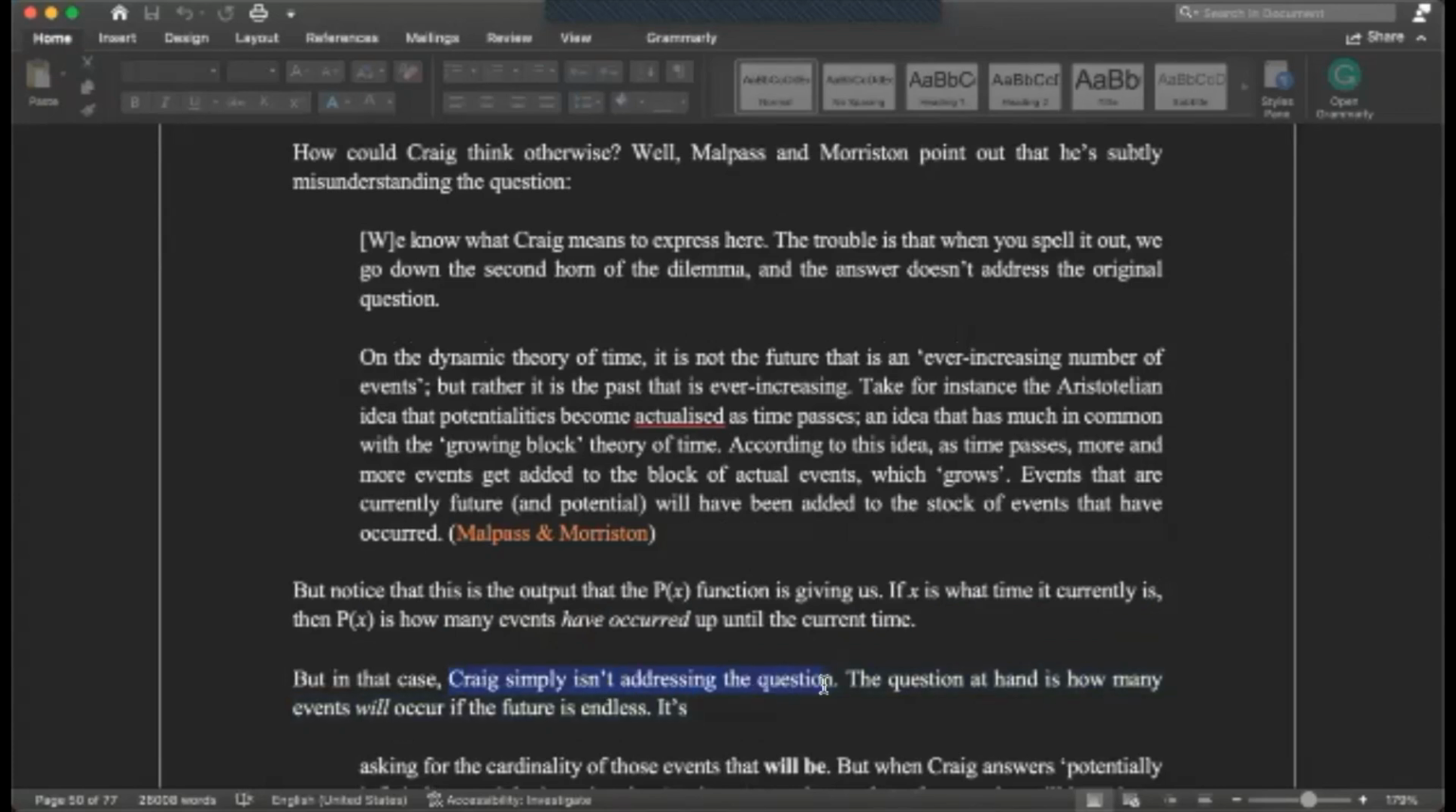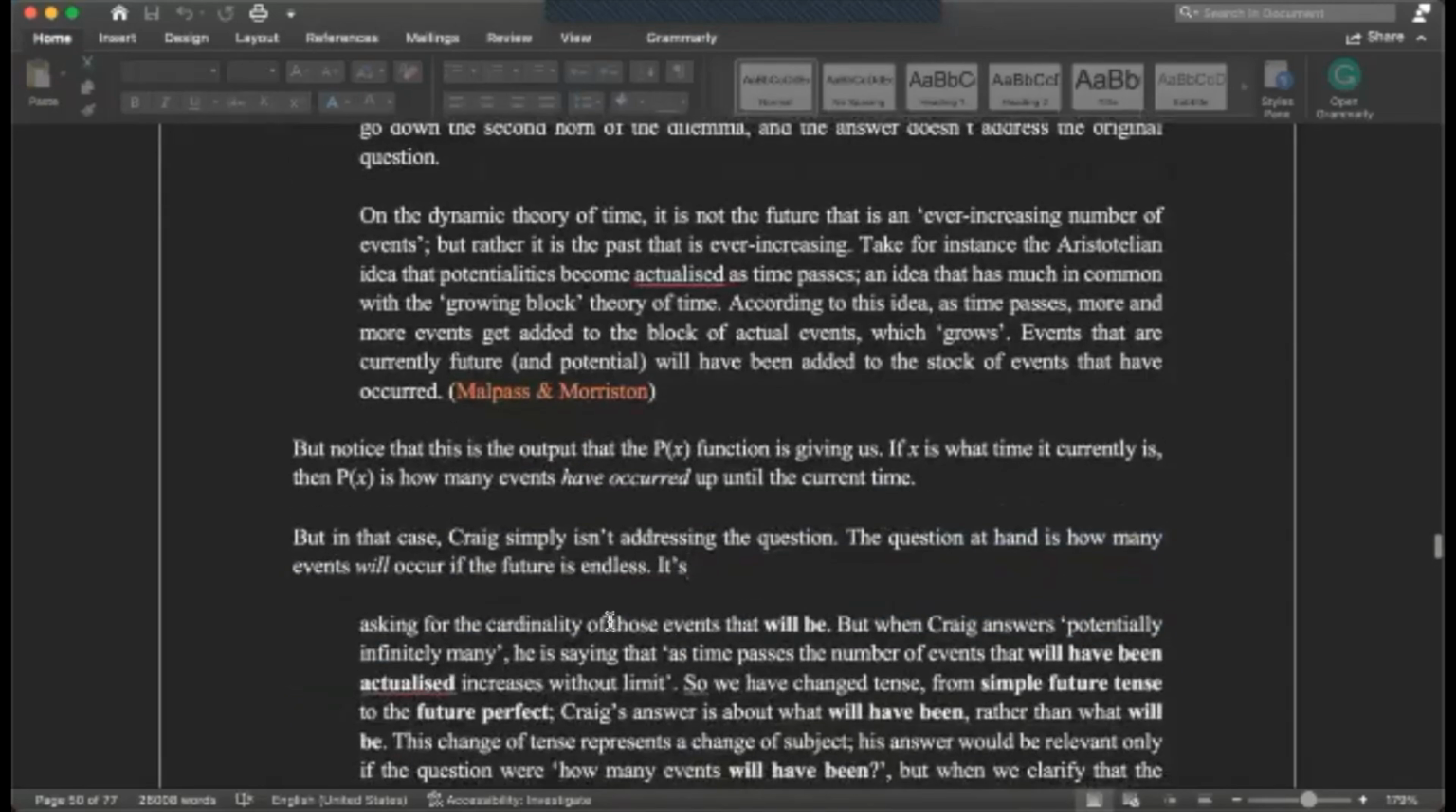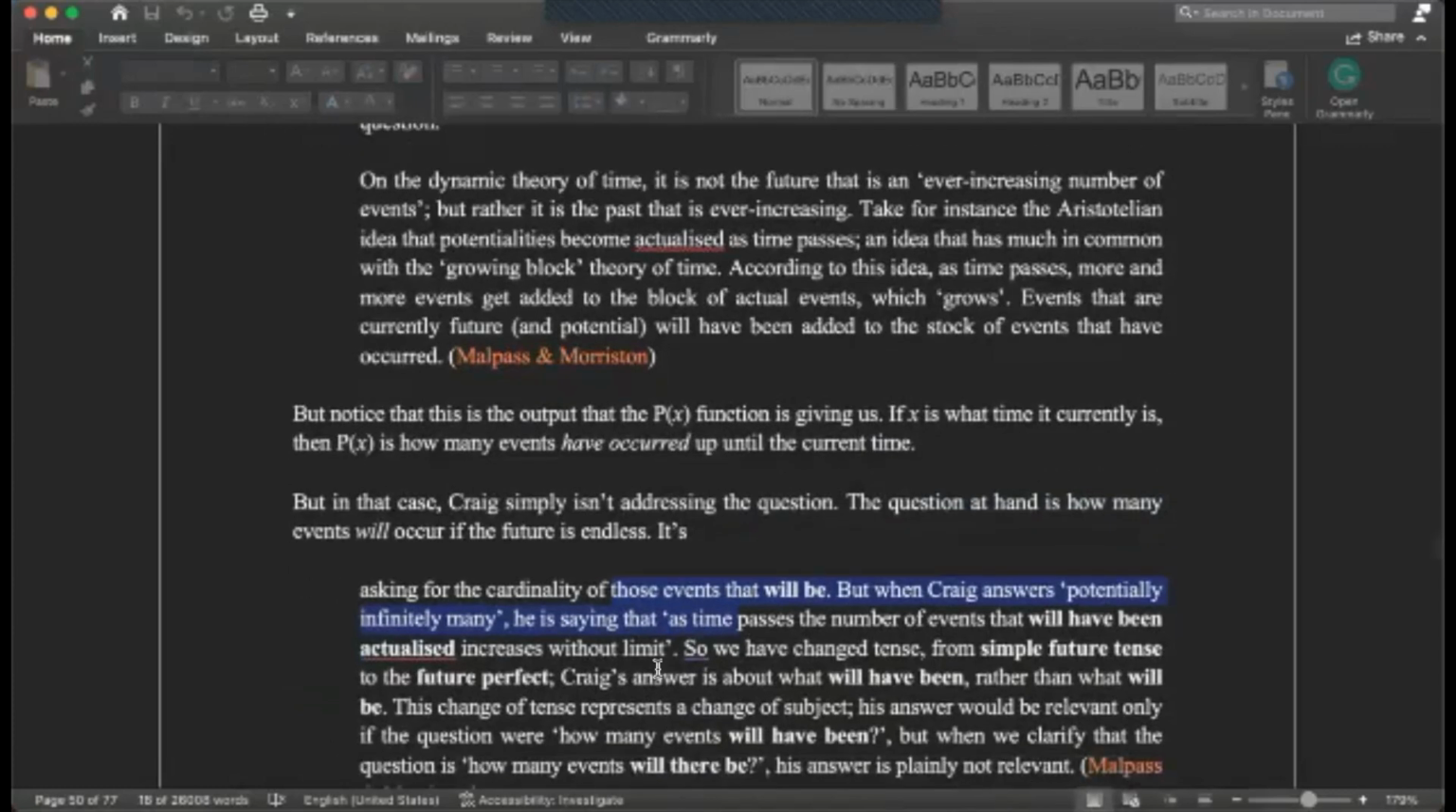The question at hand is how many events will occur if the future is endless. It's asking for the cardinality of those events that will be. But when Craig answers potentially infinitely many, he's saying that as time passes, the number of events that will have been actualized increases without limit. So we have changed tense from simple future tense to the future perfect tense. Craig's answer is about what will have been as time goes on, rather than what will be, simpliciter.